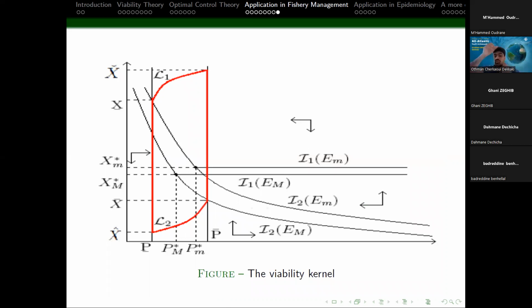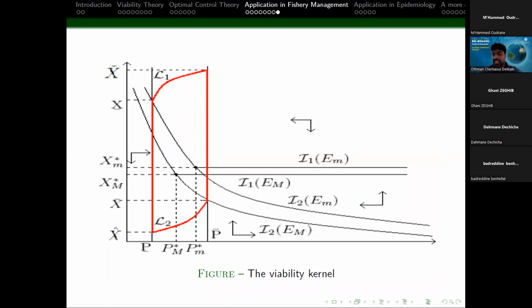What you see in the red are the bounds of the viability kernel. So the viability kernel is everything inside those red lines, which is bounded by two curves, L1 and L2. This is the viability kernel.